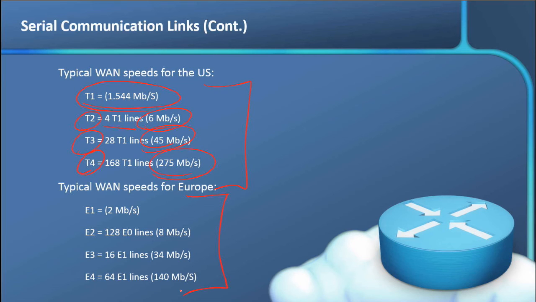In Europe, they call these E1 through E4, and it doesn't make a lot of sense. While the E1 is faster at 2 megs, an E3 is only 34 megabits per second, and an E4 is 140. So they start off faster, but they miss the top end.